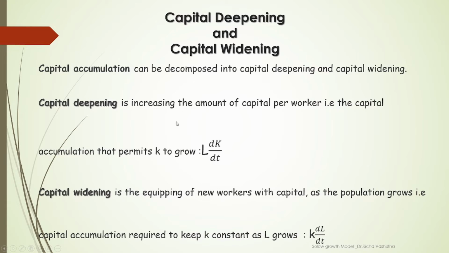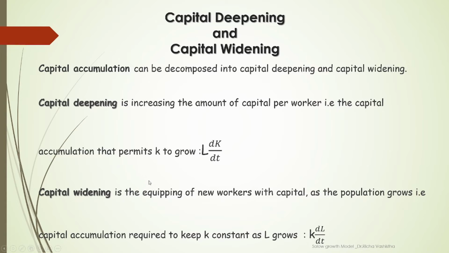Capital deepening is increasing the amount of capital per worker. That is the capital accumulation that permits small k, which we know denotes the capital to labor ratio, to grow. We will see further that it is mathematically represented as dk upon dt, where k is the capital, t is time, and L is labor. So it is basically increasing the amount of capital per worker. How much capital has been increased per worker, capital deepening shows that part.